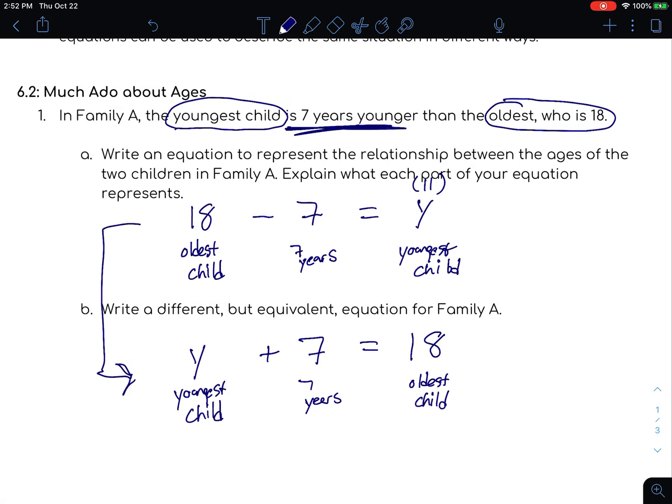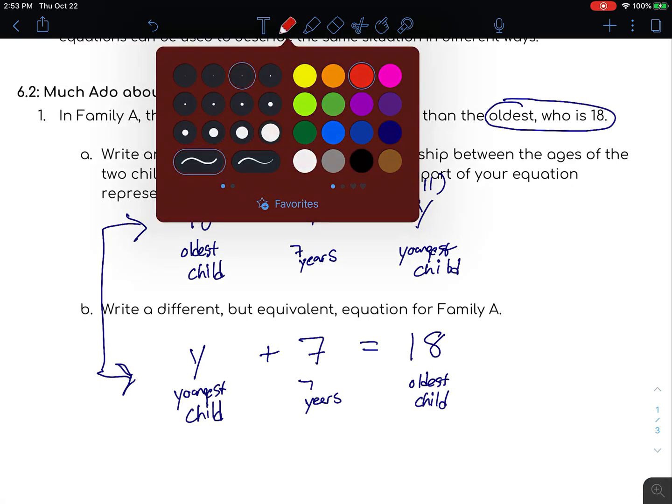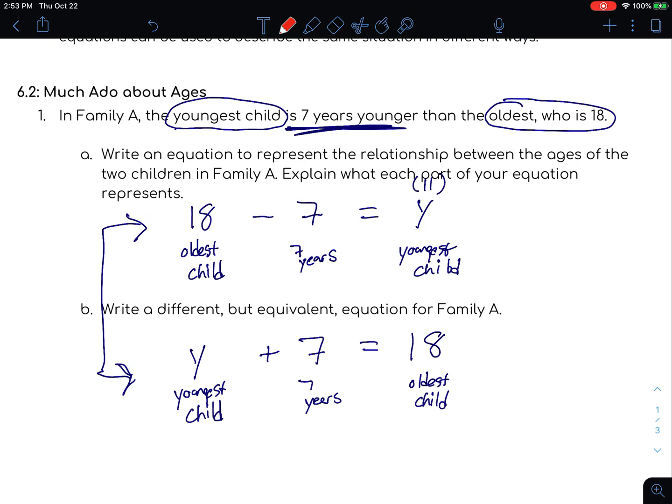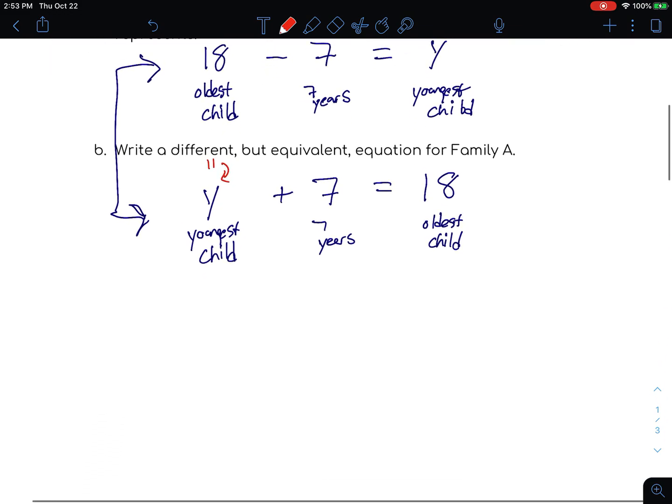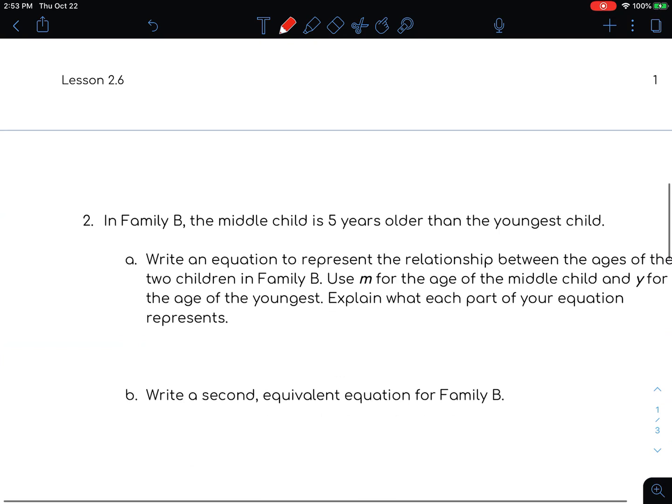So we can see these two equations here and here are both representing the same information, but in a slightly different way. They're equivalent to each other because they have the same solution. If we're thinking about what solution would work here, we talked about it on the previous one: if I put 11 in for y, 11 plus 7 is 18. And I know from the previous one that if I work out 18 minus 7, I get 11. So 11 is the number that fits in for y. In both equations, you would have a true statement.